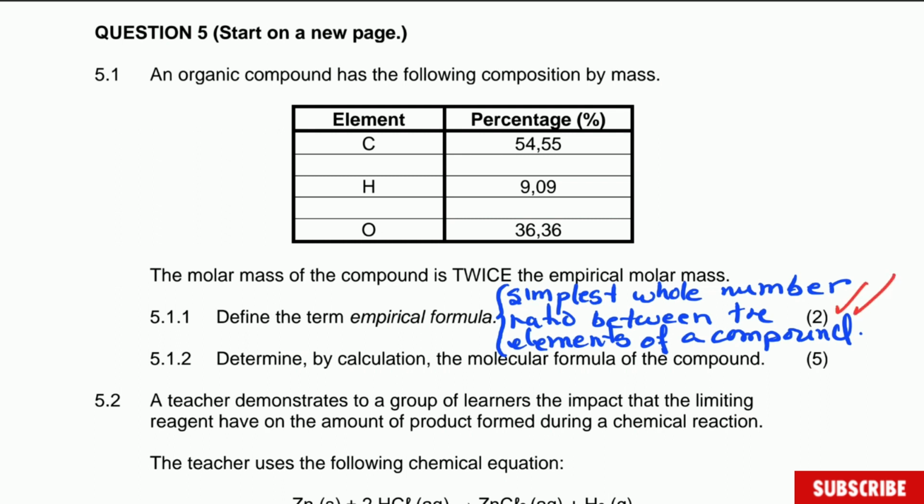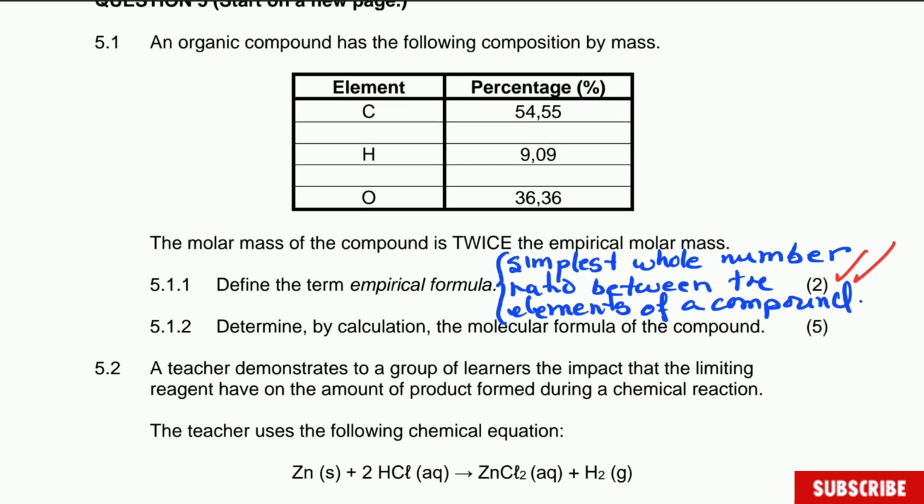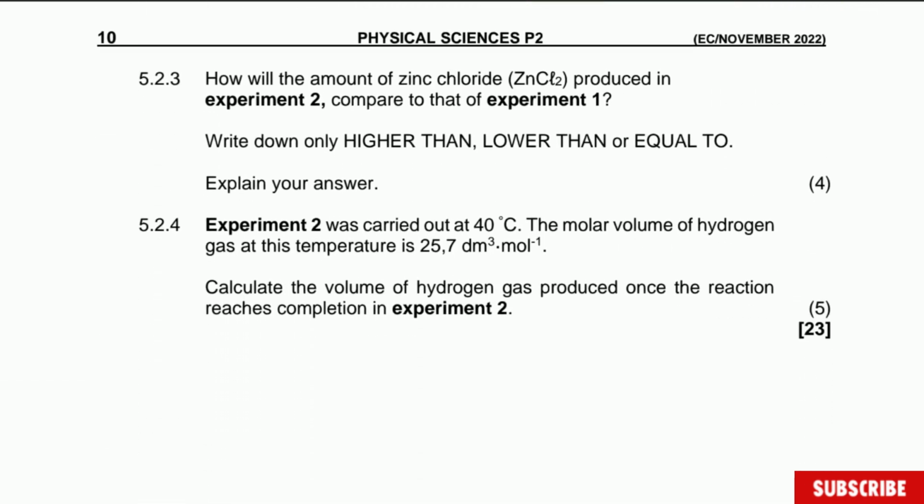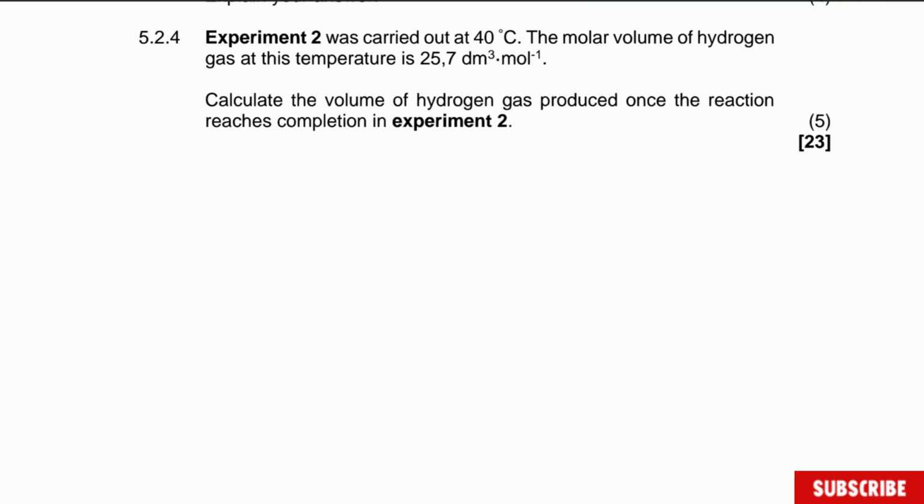Determine by calculation the molecular mass of the compound. Now, to do this one, the first thing we need is the empirical formula. We need the empirical formula so we can get the molecular mass. So let's go here to the bottom of the question. There's enough space for this one. This one is question 5.1.2. Let's do it here.